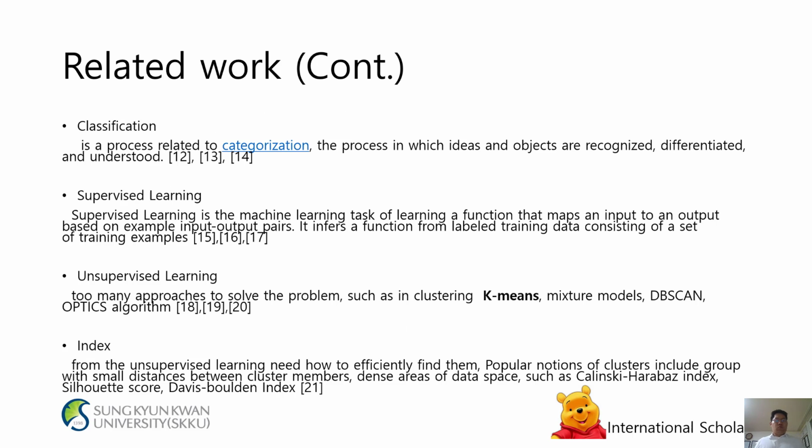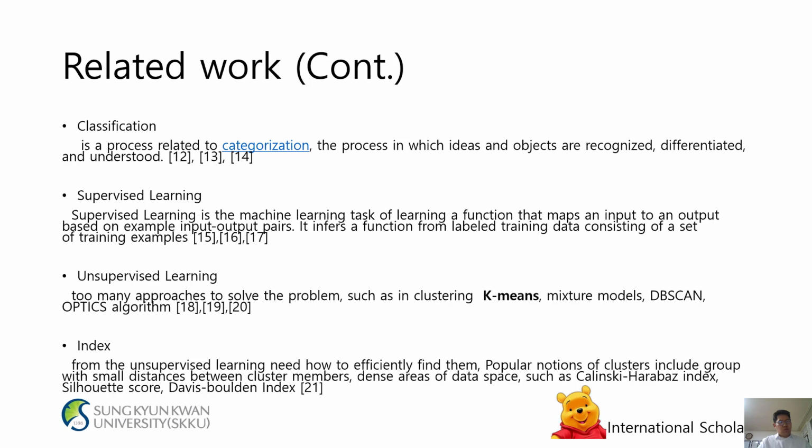Related work continues. Classification is a process related to categorization, the process in which ideas and objects are recognized, differentiated, and understood. Supervised learning is the machine learning task of learning a function that maps an input to an output based on example input-output pairs. It infers a function from labeled training data consisting of a set of training examples.